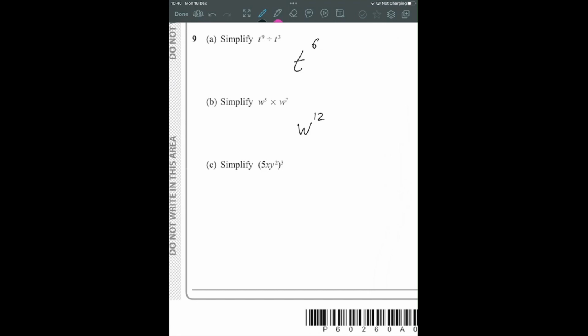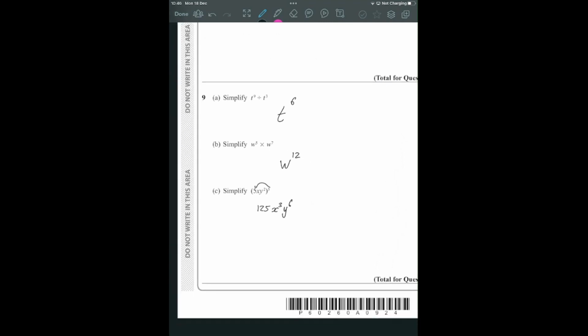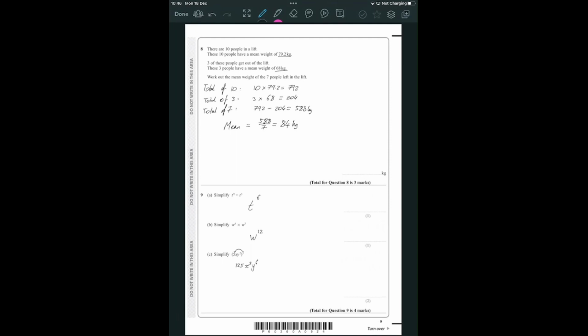But remember, the 5 has to be hit by the cubed as well. So that'll be 125 being 5 cubed. There was a hidden power of 1 on the x, making that now x cubed. And finally, y squared cubed gives you a y to the 6.